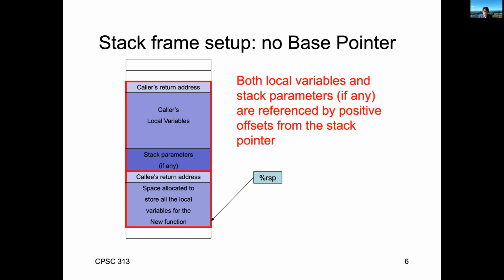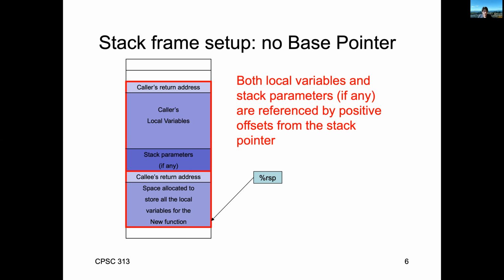Now what you might notice is that once you've done this, all your local variables are at offsets from the stack pointer. And that's how you would access them in the assembly language that you generate from a higher level language. If there were parameters passed from your caller, those too are on the stack. They're just a little bit further up on the stack.